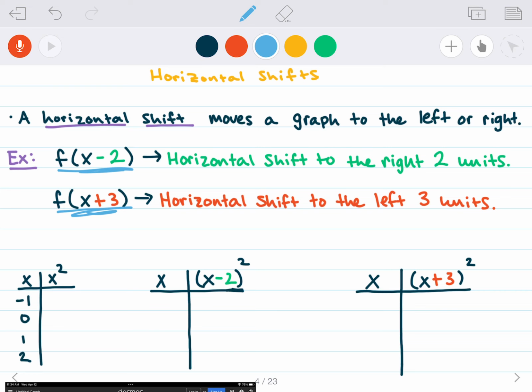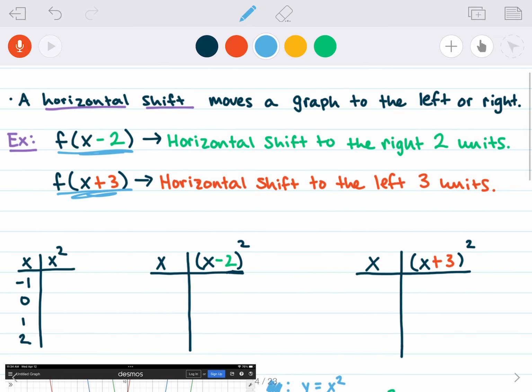And it's just like a vertical shift. We're literally not changing the shape of the function. We're just picking it up, and we're either moving it to the left or to the right. Okay, so let's go ahead and get our parent graph. I'm going to again consider x squared as our parent graph, and for my outputs I'm going to have the same thing here. -1 squared is 1, 0, 1, and 4.